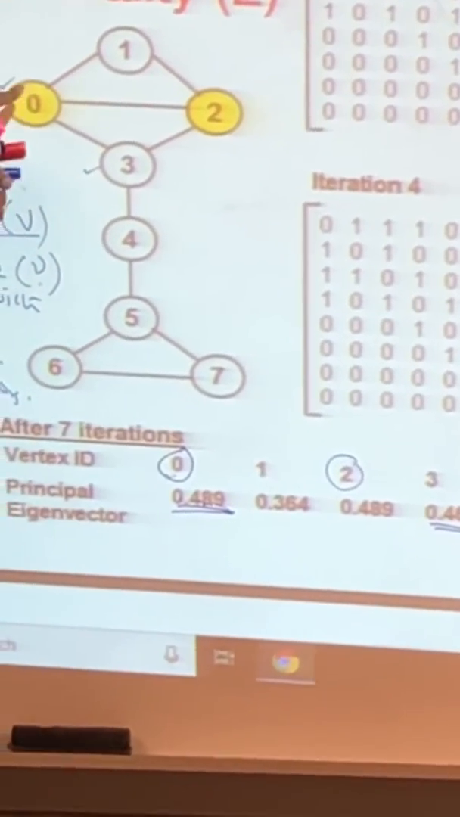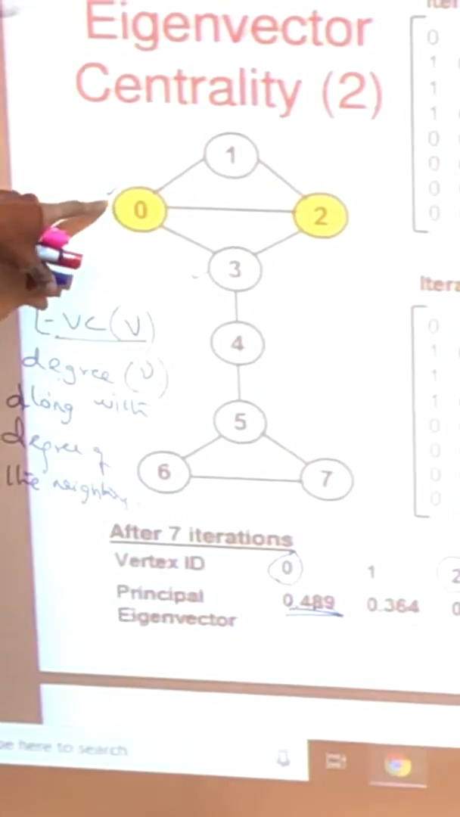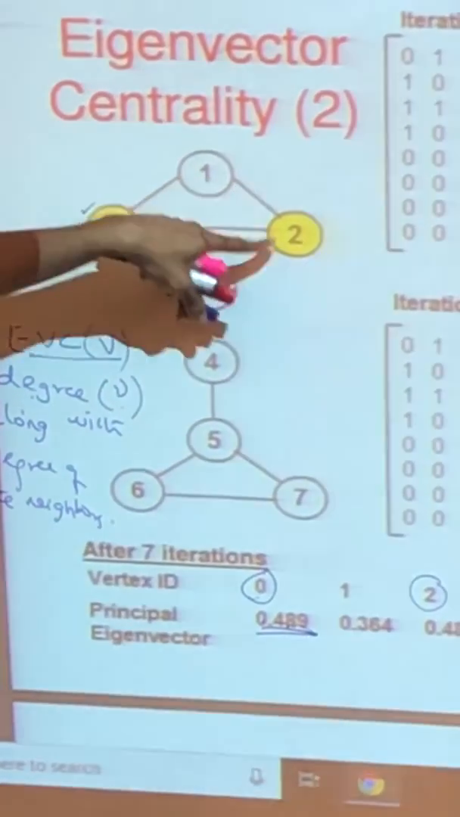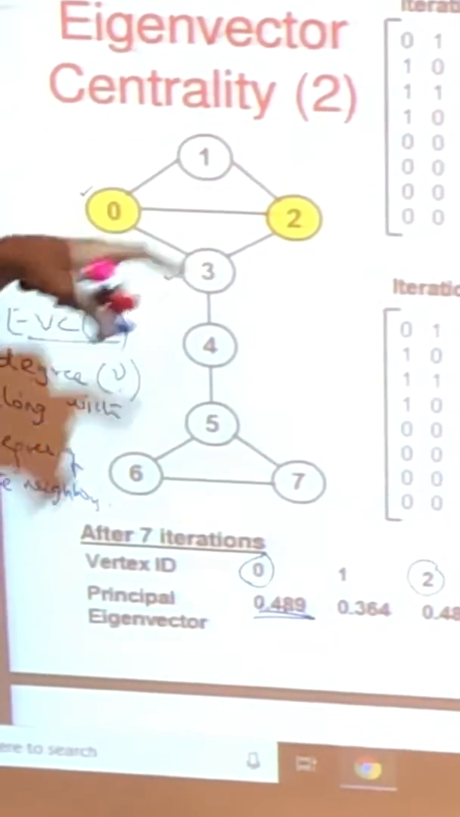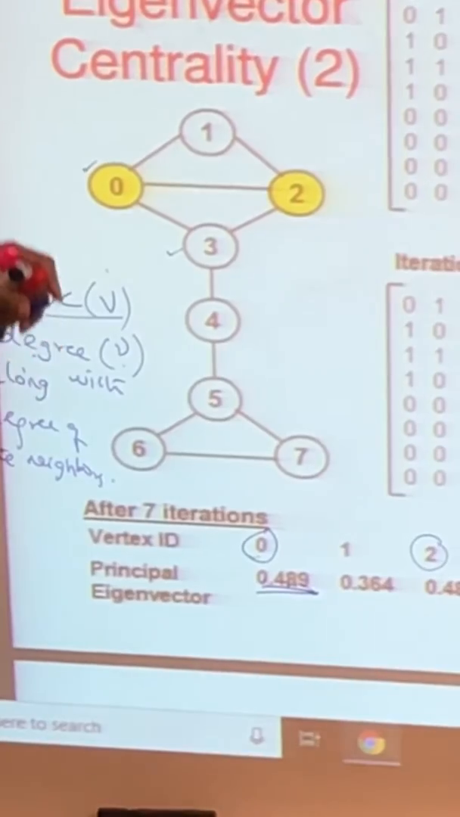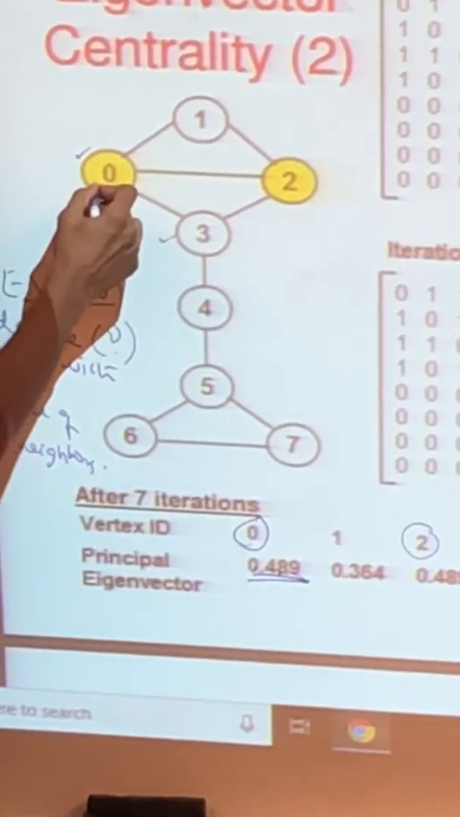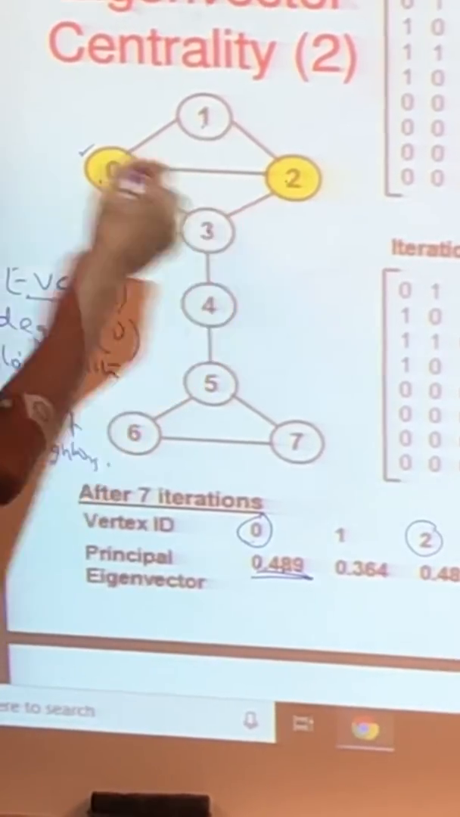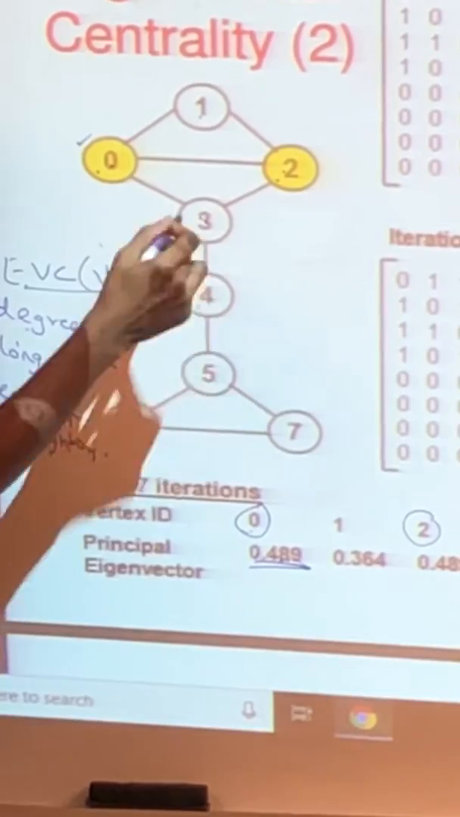Because vertices 0 and 2 have identical neighbors, in the sense that 0 has 1, 2 and 3 as neighbors. 2 also has 0, 1, 3 as neighbors. So there's no way they're different from each other. Whereas 0 and 3, you see here 0 has, of course, 1, 2 and 3 as neighbors, 3 neighbors. Then 3 has 0, 2 and 4 as neighbors.